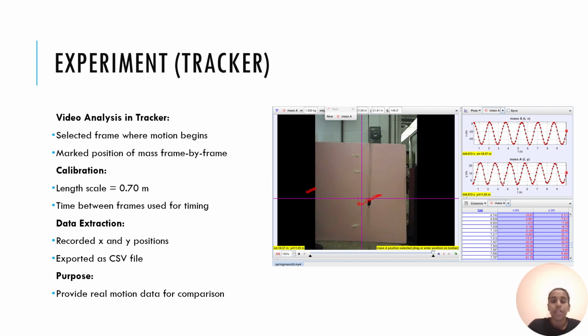Experimental data was obtained using Tracker by analyzing a video of the oscillating mass. The motion was tracked frame by frame starting at release. A known length was used to calibrate the scale, and time between frames provided timing information. The X and Y position data were exported into a CSV file to be used in the computational model.